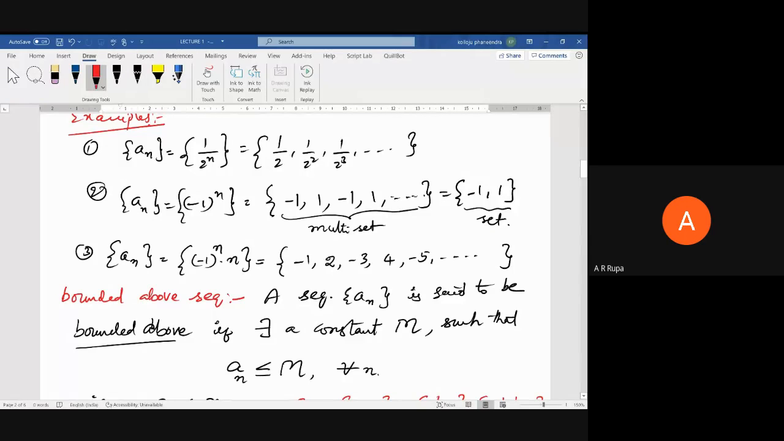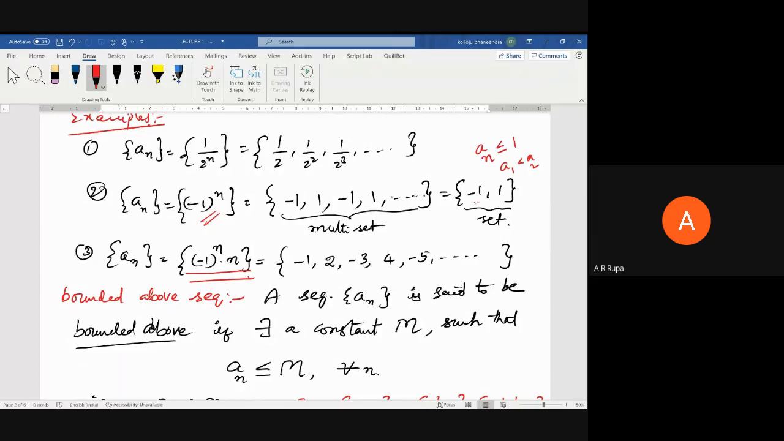The second one, (-1) whole power n. The outcomes are between -1 and 1, no, sir? So the set is {-1, 1}, right? Here every term is less than or equal to 1. Agreed? Increasing or decreasing? Here only two terms are there, so the first term is less than the second term, correct? So it is monotonically increasing.